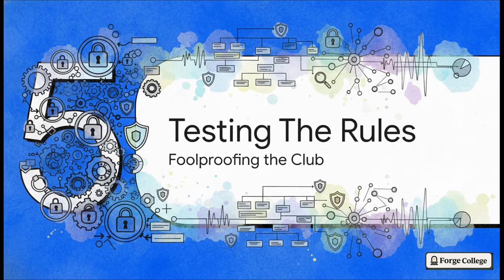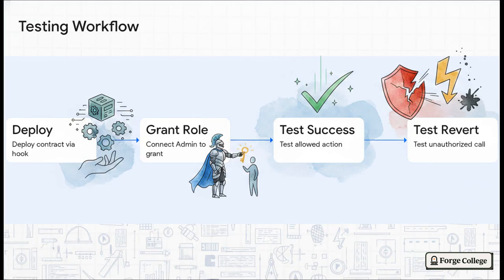Section 5, testing the rules, foolproofing the club. As you'll see in a lot of our Forge College learning programs, defining these explicit rules isn't just about security, it's actually what makes testing your smart contract possible in the first place. Using frameworks like Hardhat or Truffle, we follow a strict blueprint. Step 1, isolate the state in a beforeEach hook. Step 2, connect the admin to grant the role. Step 3, test the happy path. And Step 4, ensure unauthorized calls forcefully revert.